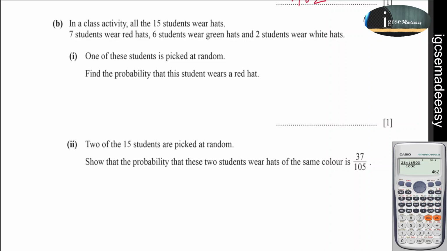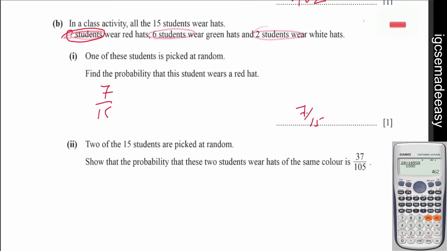Part B. In a classroom activity, out of 15 students, 7 students wear the red hat, 6 students wear the green hat, and 2 students wear the white hat. So it is given: find the probability that a student wears the red hat. You know that the number of students who wear the red hat is 7 out of the total 15. So that is the probability of wearing the red hat.